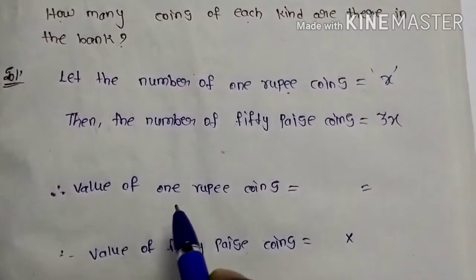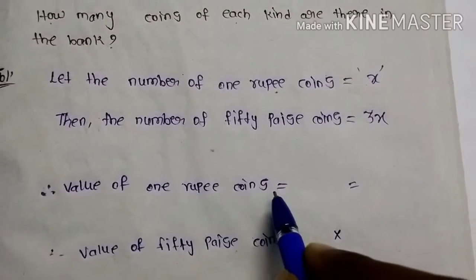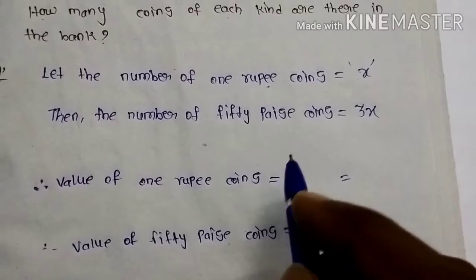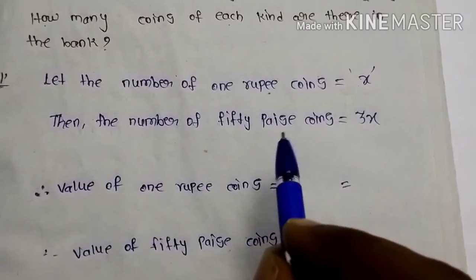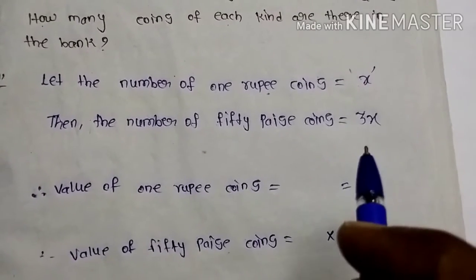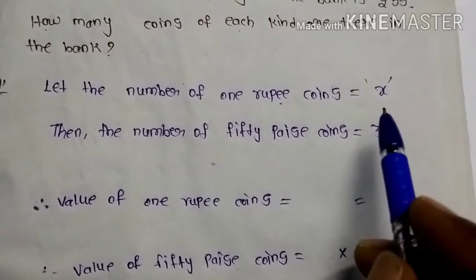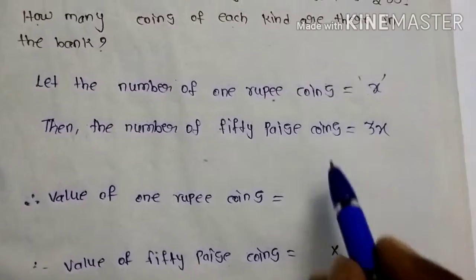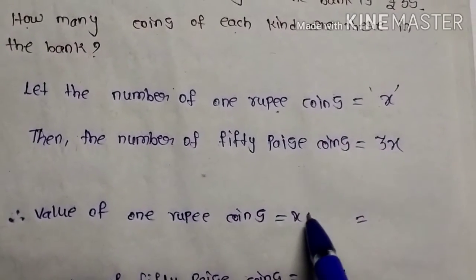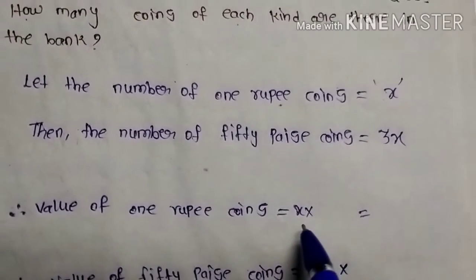Therefore, you can find the value of the 1 rupee coins. If you have 1 coin, 1 into 1, you will get 1 rupee only. If you have 2 coins of 1 rupee each, 2 into 1 is 2 only. If you have x coins, you can write x into 1 rupee.